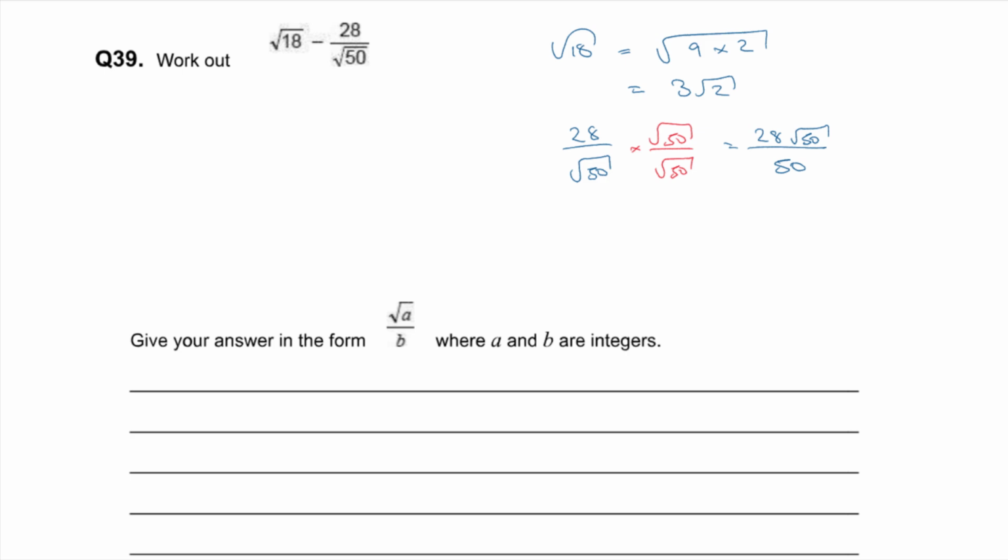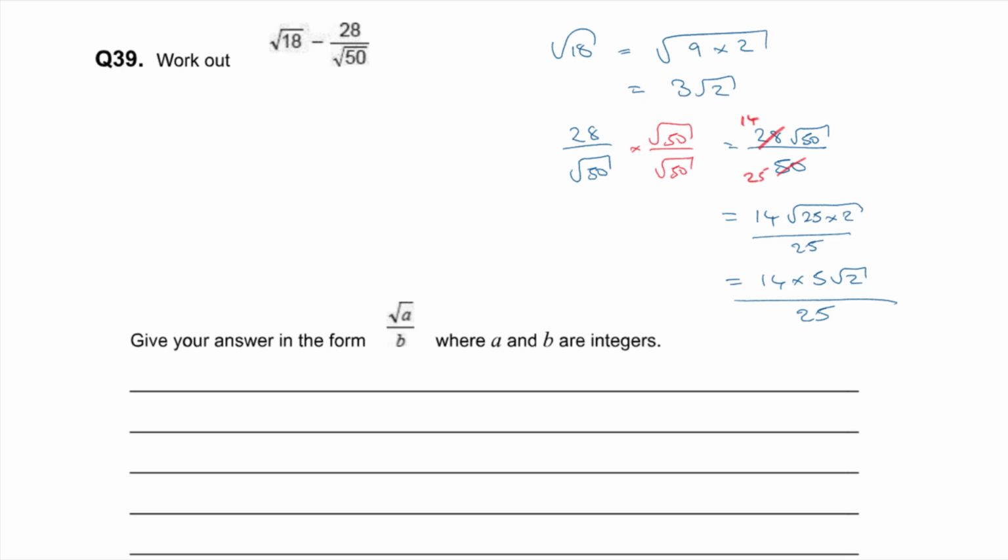I can certainly divide 28 and 50 by 2. That's going to give me 14 over 25, isn't it? 14 and 25, I divide them both by 2. But root 50 can also simplify as well because 50 has got a square factor of 25. So I can rewrite that as 14 root 25 times 2 over 25. And 25 rooted is 5. So that's going to be 14 times 5 root 2 over 25.